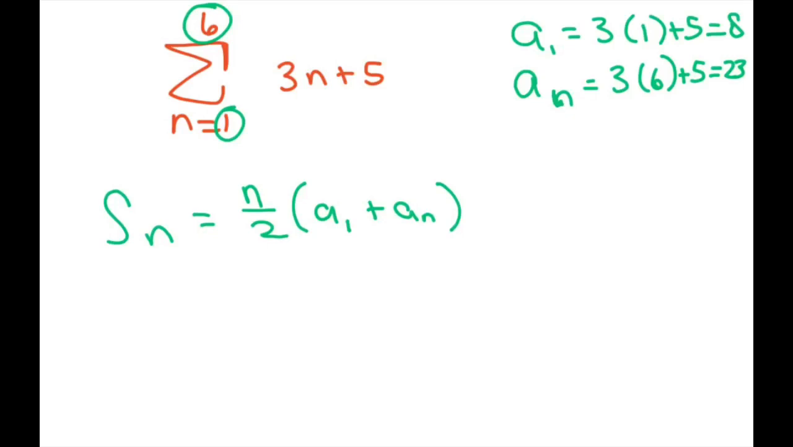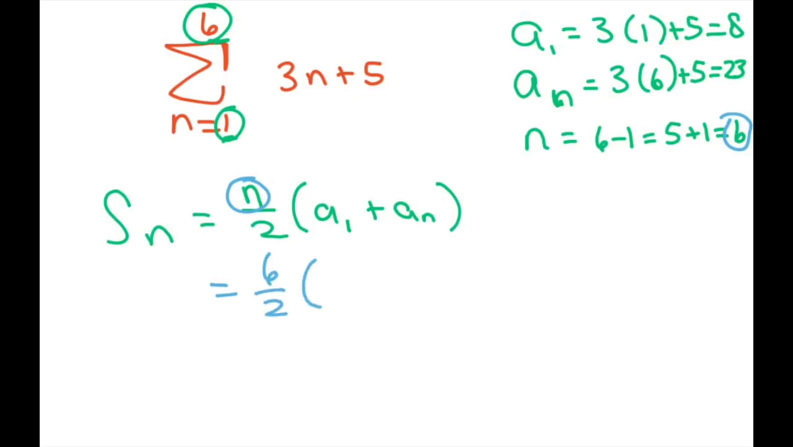And your number of terms, you just subtract these two and add 1. Just by looking at it, you know it's 6 terms. What you do is 6 minus 1, which equals 5, then add 1. So the number of terms is 6. So let's plug it in. Our n is 6.